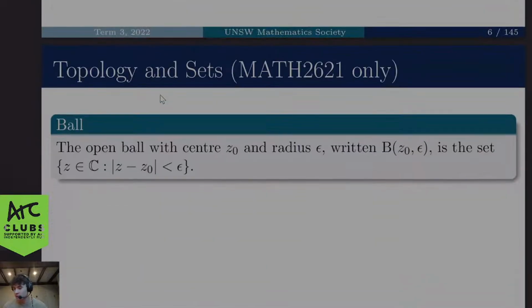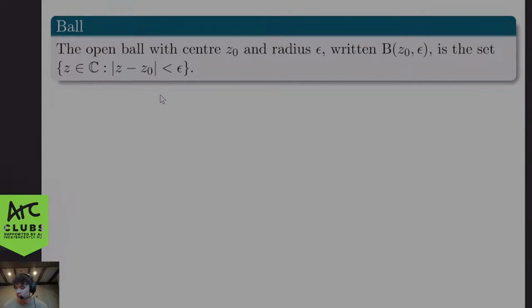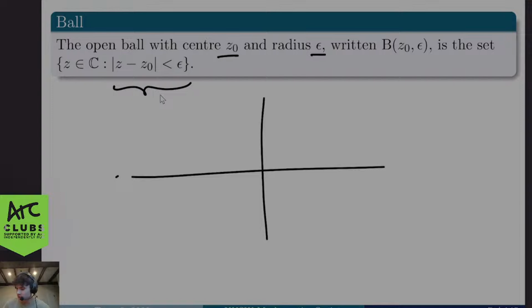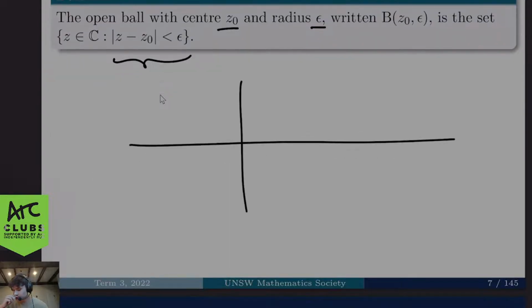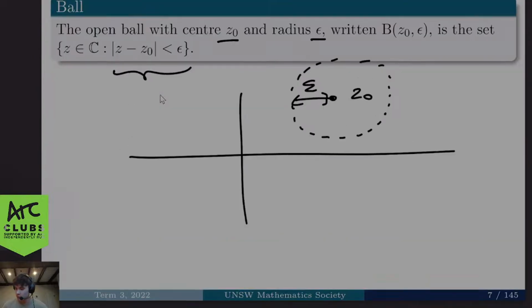In terms of MATH2621, we will learn a little bit of basic topology and sets. The very first object we're going to look at is the ball inside our complex plane. The open ball is the set of all complex numbers that satisfy this. It's an open ball at center z0 and radius epsilon. We can think of it as a circle inside the complex plane: the circle surrounding z0 with radius epsilon, including all the points inside the ball, but not including the boundary, the actual circle itself. That's why it's called an open ball.